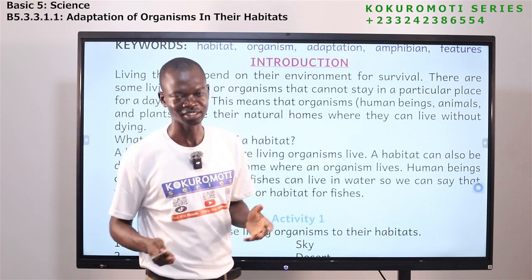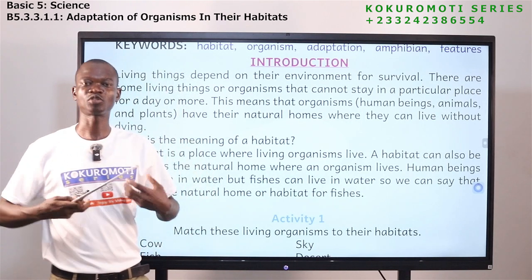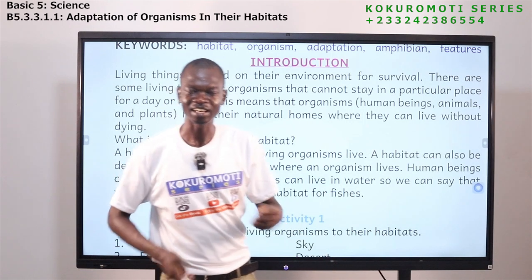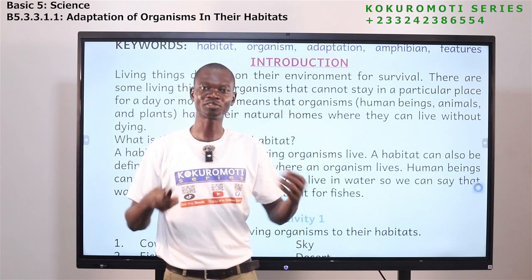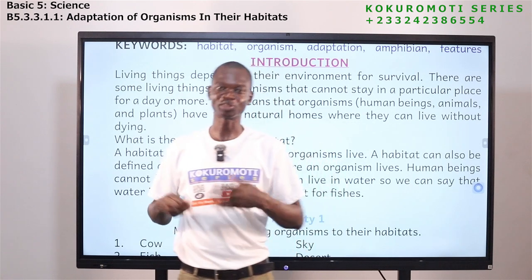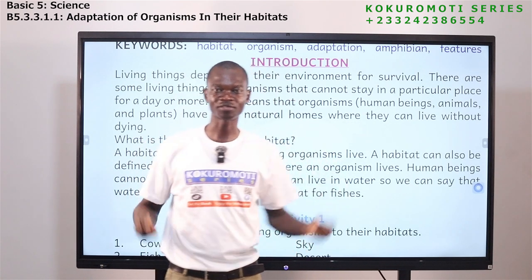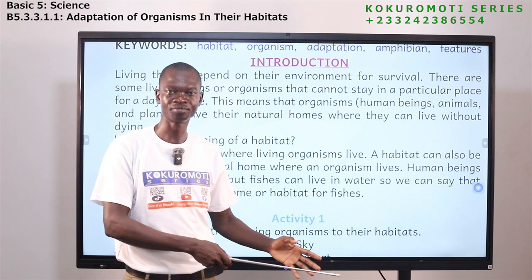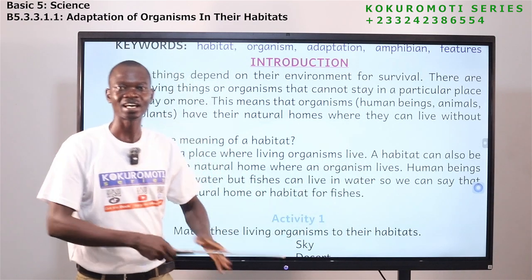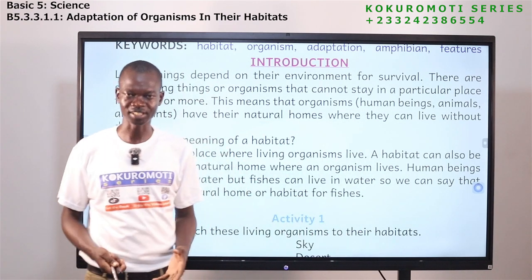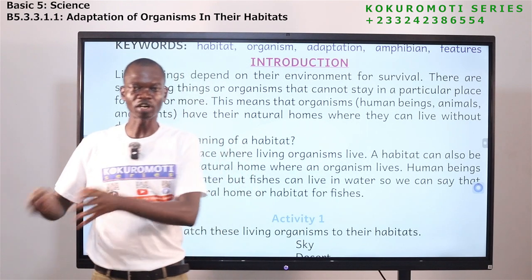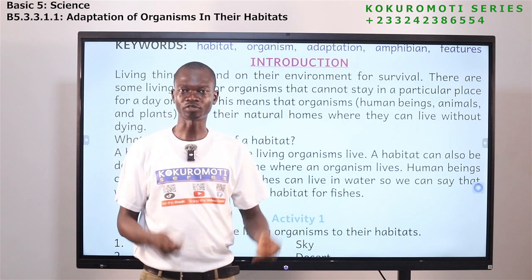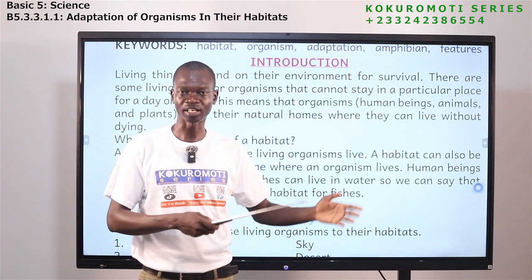We depend on the environment, and we are able to live in these places because of what we have. Imagine fish living on earth. How is a fish going to move? How is it going to breathe? So these are some of the things that you should know. All living things have features. These features enable living things to survive in a particular place. If birds live in trees, it's because of their features. If fish are found in water, it is because of their features. If a cow is found on land, it is because of the features the cow has.